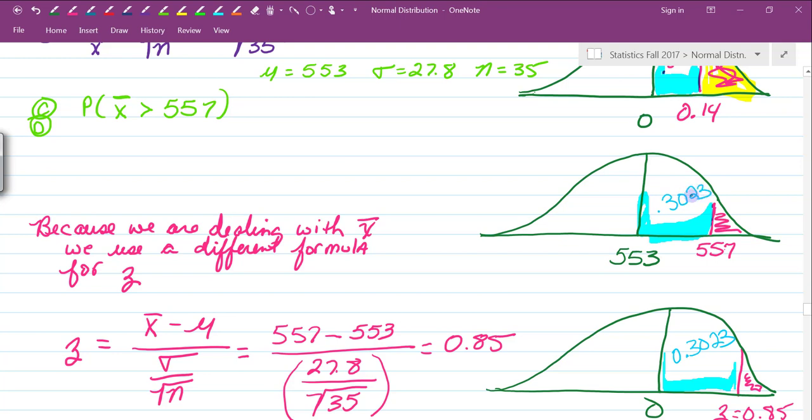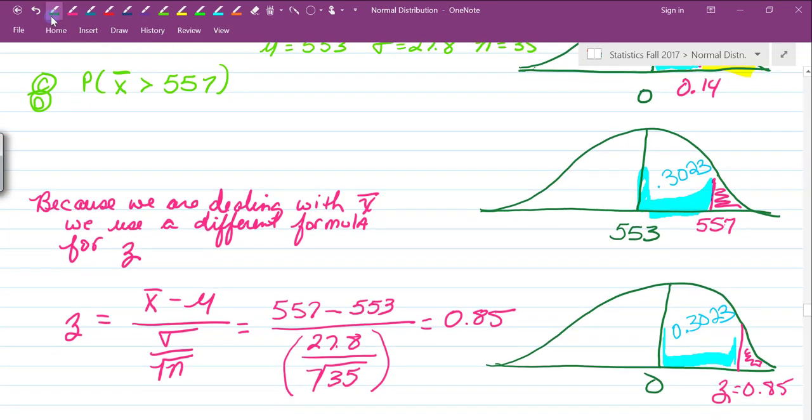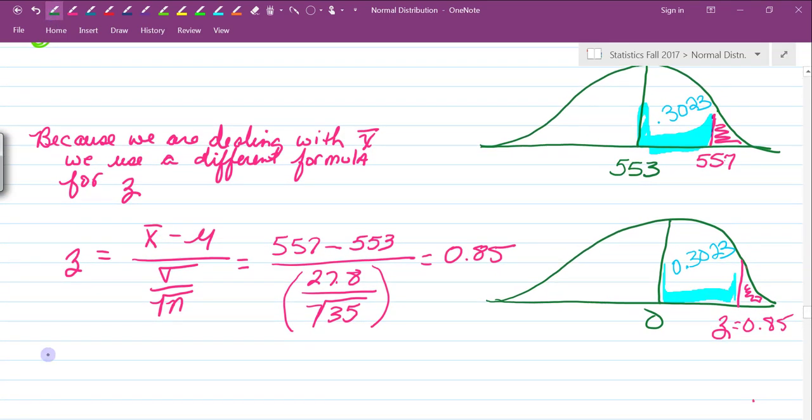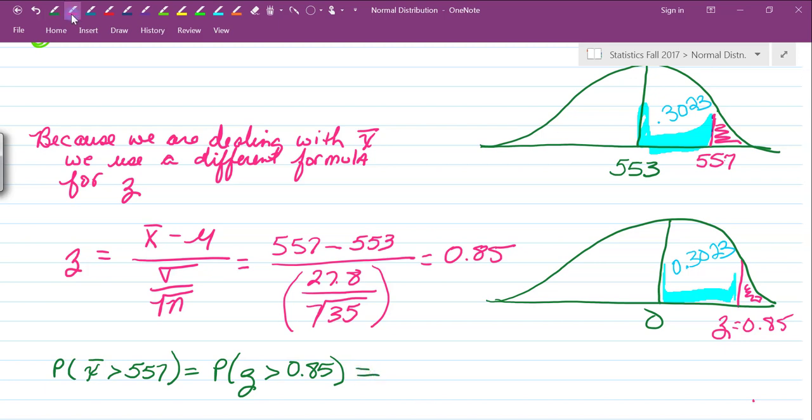So if I want to find the last part here, the probability that x bar is greater than 557, which also equals the probability that z is greater than 0.85, that is going to be equal to 0.5, because this whole area right in here is equal to 0.5.